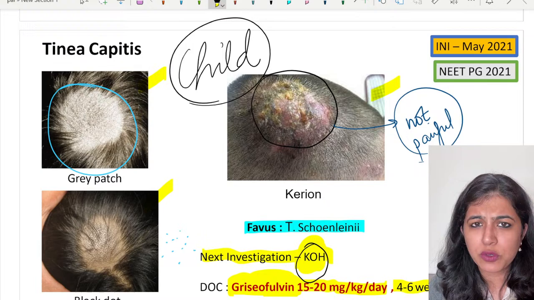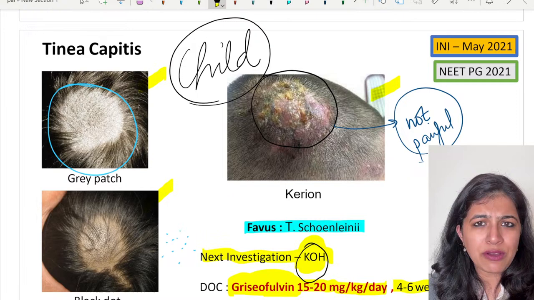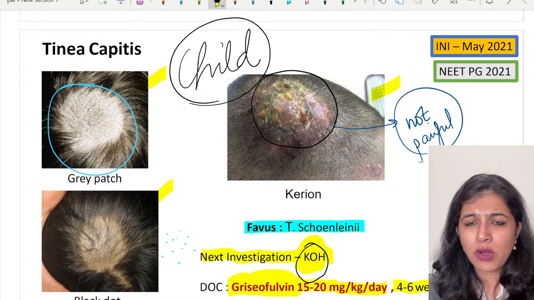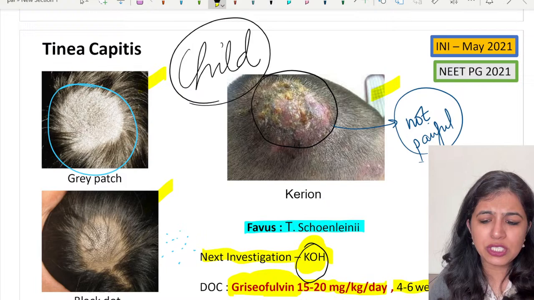So alopecia areata, a chikna, well-defined patch. Trichotillomania, dirty-looking, irregular patch. And tinea capitis will have scaling, it will have black dots, it will have the red boggy swelling of kerion. So very easy to differentiate these from each other.